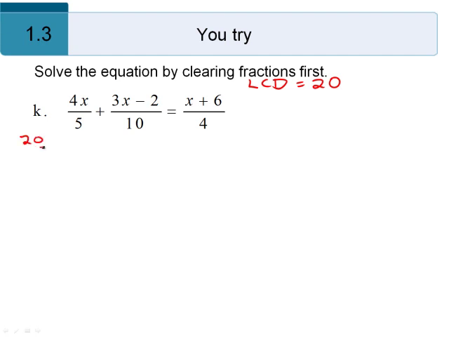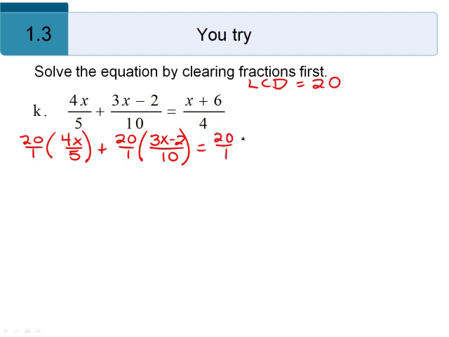All right, so we're going to have 20 over 1 times 4x over 5, then plus, bring that sign down, 20 over 1 times 3x minus 2 over 10, and then equals 20 over 1 times x plus 6 over 4. All right, here we go.